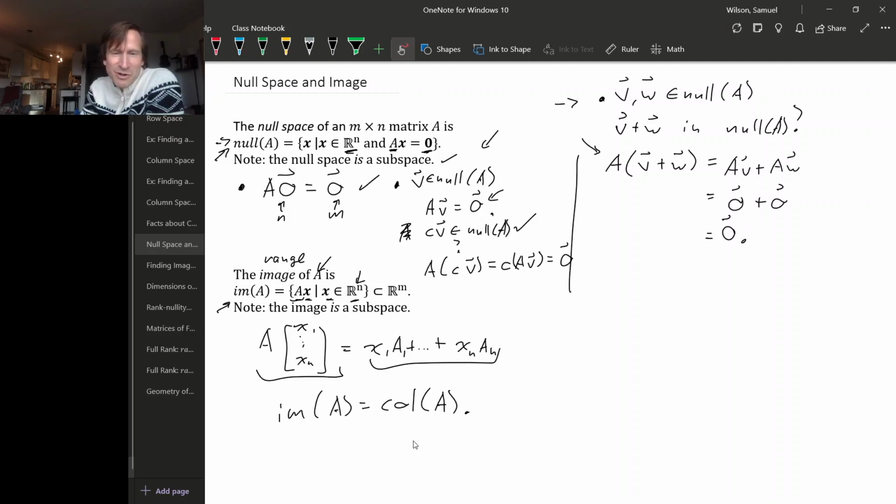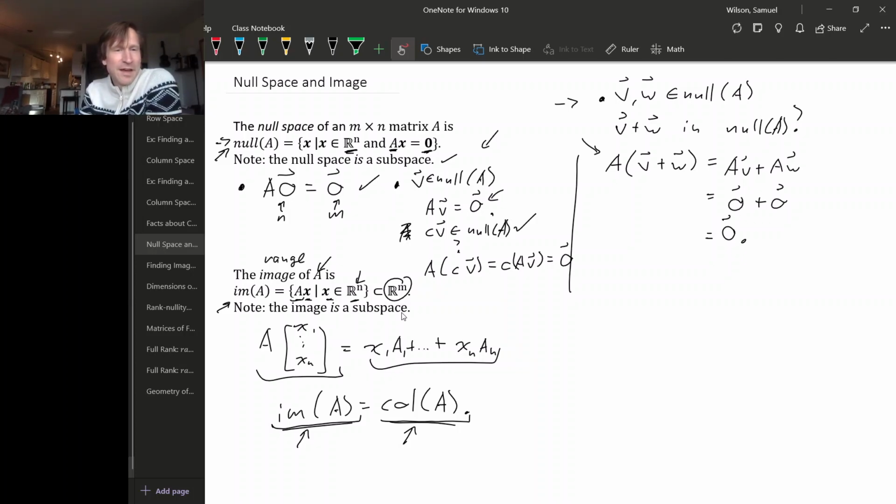Right? So since the column space is a span, the image is also a span, and therefore it must be a subspace. So it may seem strange to have two different names for exactly the same thing, but the reason for this is, conceptually these are different. Column space is just a span. But with image, we're treating A like a linear vector function, and the image of a matrix is then the image of that linear vector function. So even though they describe the same collection, or the same subspace of Rm, conceptually they're different.